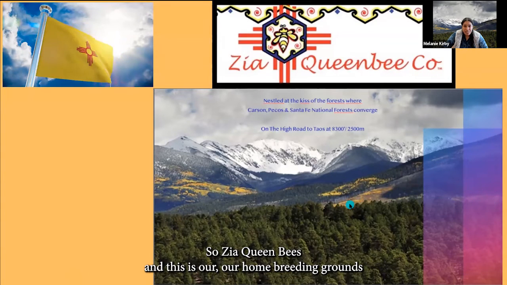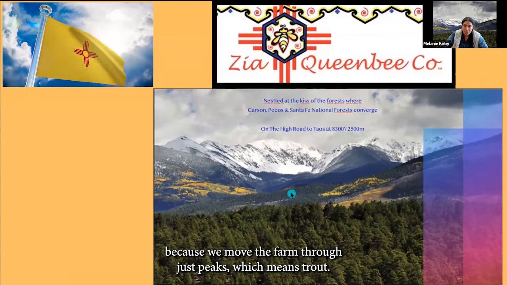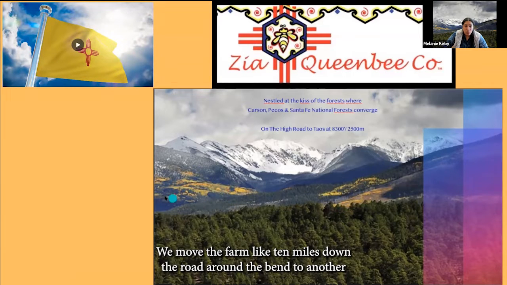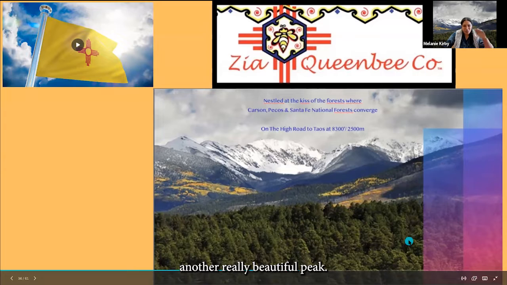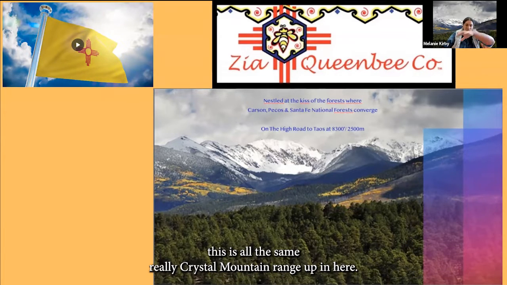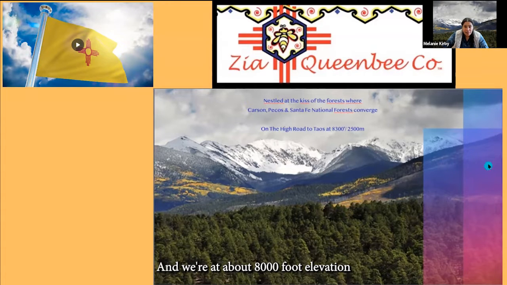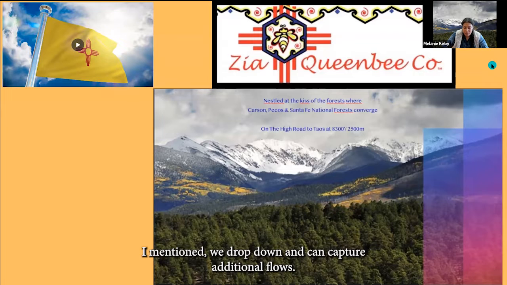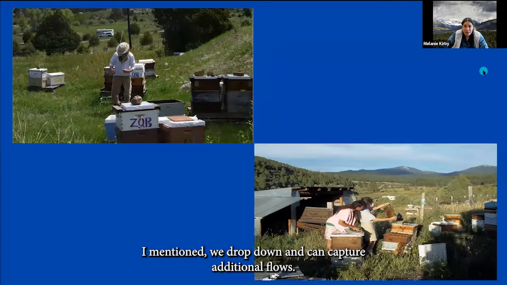So this is Zia Queen Bees, our home breeding grounds. And I have to be honest, because we moved the farm. This is through Chesapeake's, which means trout. We moved the farm about 10 miles down the road around the bend to another really beautiful peak, but I don't have a picture of it. It's called Jicarita, but this is all the Sangre de Cristo mountain range up in here. And we're at about 8,000 foot elevation. And then, as I mentioned, we drop down and can capture additional flows.